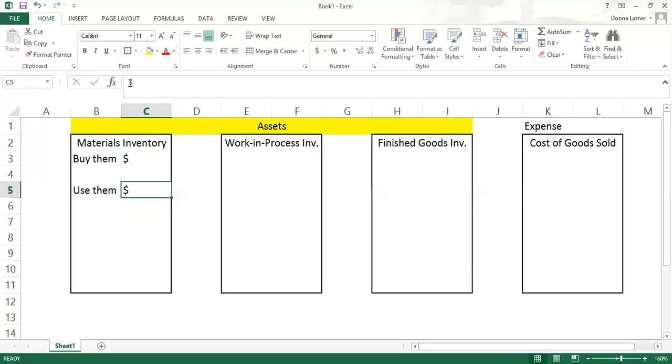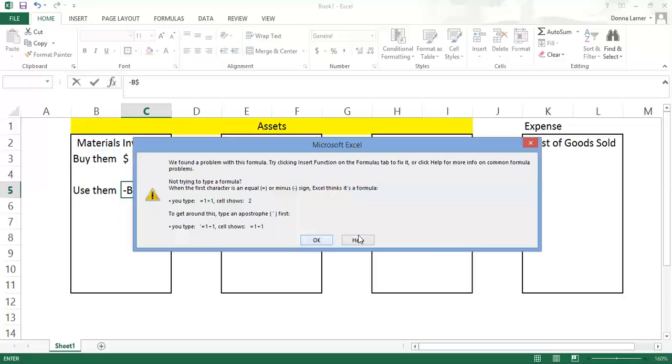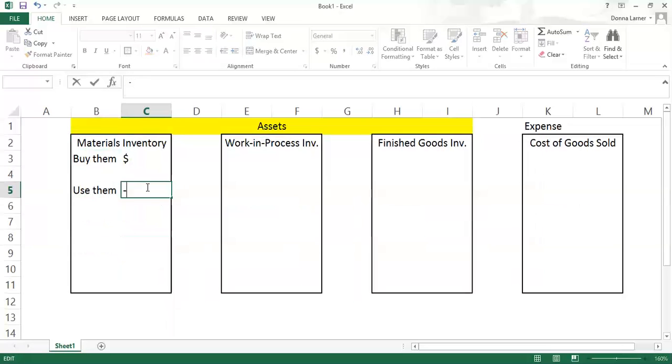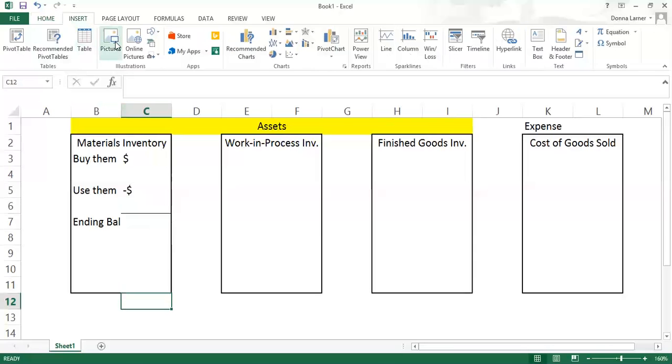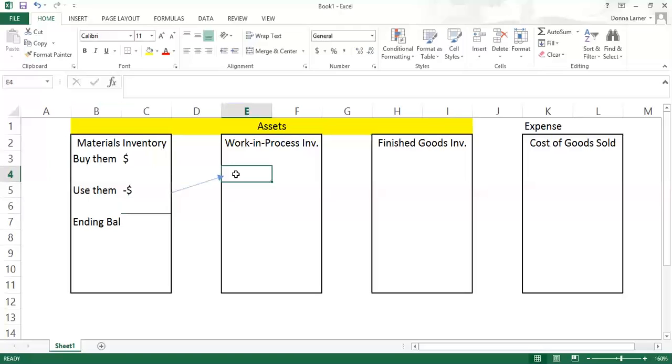So if we use them, that amount will be subtracted away. So let's put a minus sign in front of it just to remind us. I tend to type the wrong things when talking and typing at the same time. There we go. We'll minus away the ones we use, and that will give us the ending balance in the account. The amount that we use goes over to our work in process, and it becomes one of the figures we put in work in process.